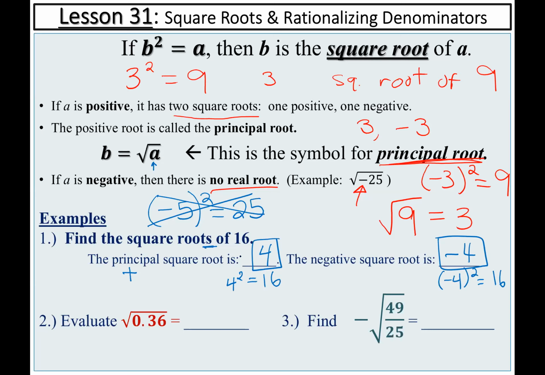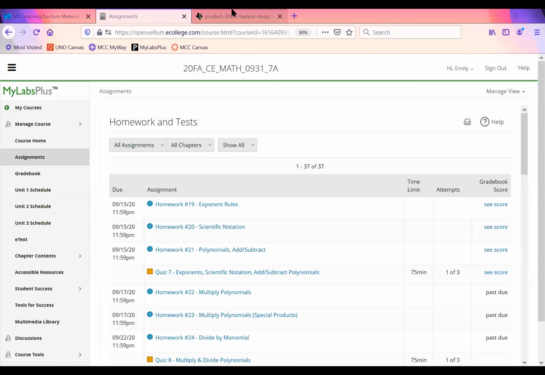So the next one is evaluate the square root of 0.36. Now, in just a minute, I'm going to show you how to do this on a calculator. Maybe I'll show you right now. Let's see. I'm going to change our screen here for a moment, and we're going to go find a picture of a calculator to look at. Let's see. There it is.